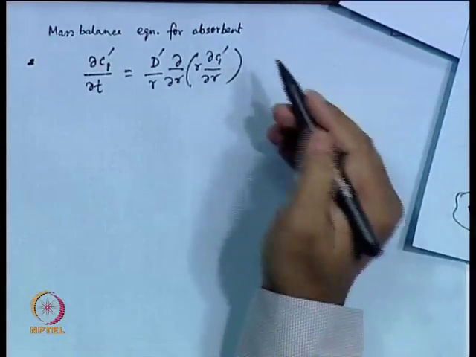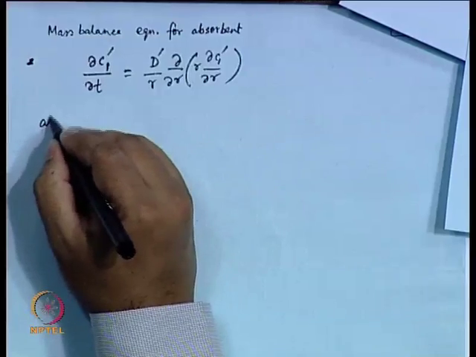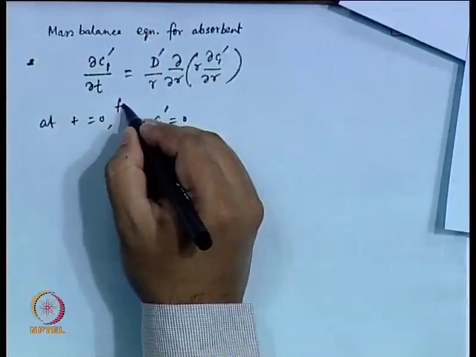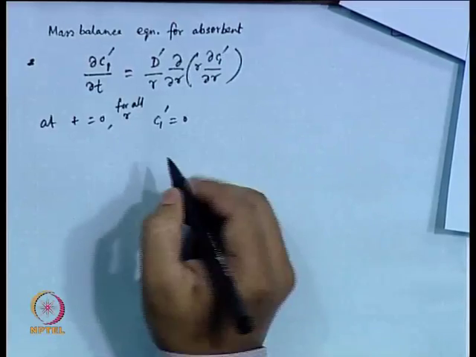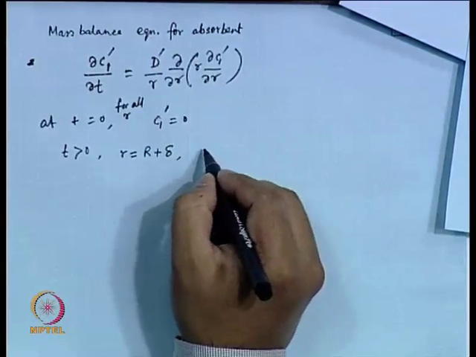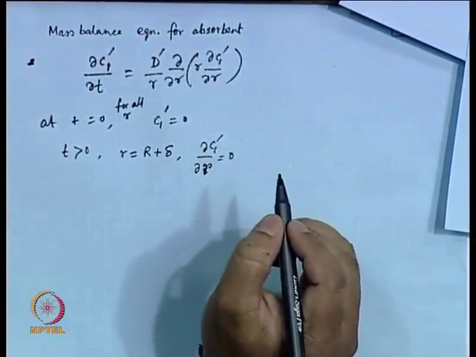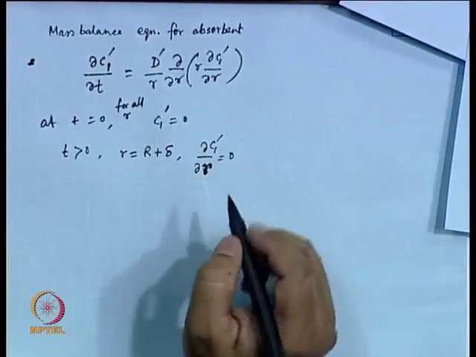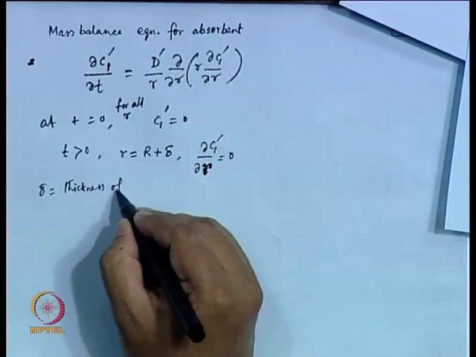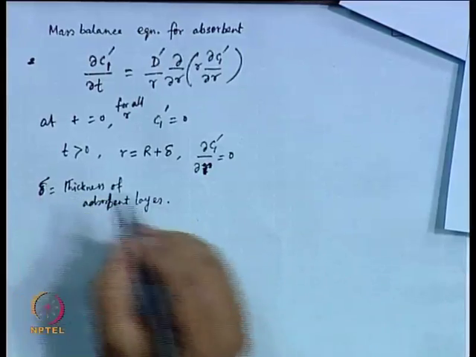Now, if I try to write quickly the boundary conditions for the solid phase, what you have for the solid phase is at t is equal to 0, for all r, c 1 prime is equal to 0. And for t greater than 0, at r is equal to r plus delta, del c 1 prime del z is equal to 0, del c 1 prime del r is equal to 0, where delta is equal to the thickness of the adsorbent layer.